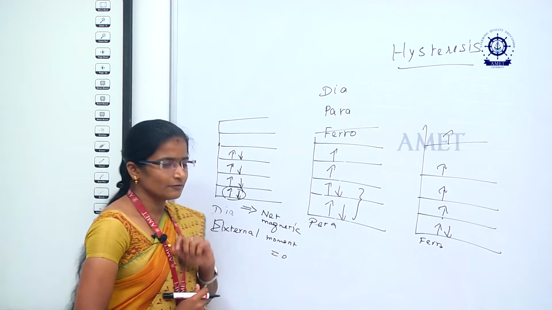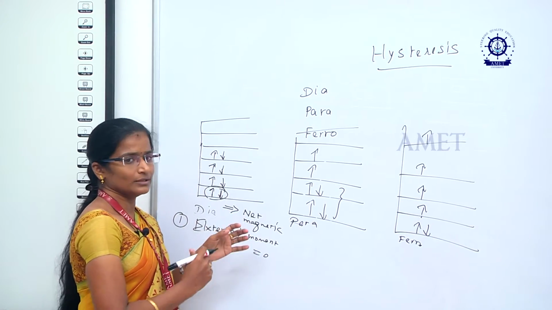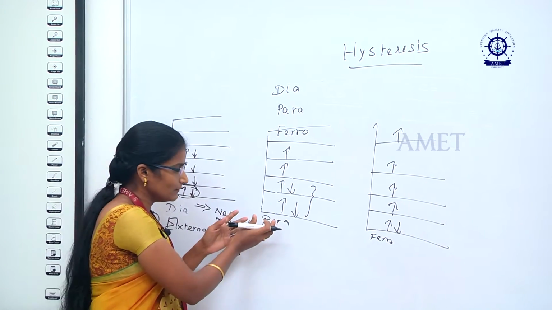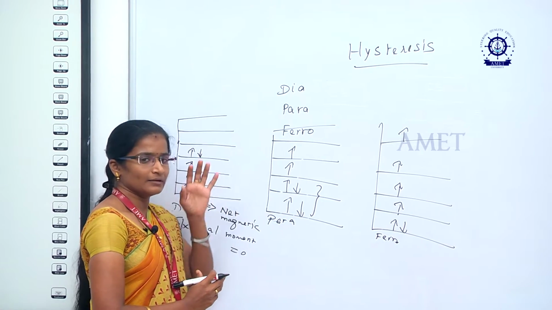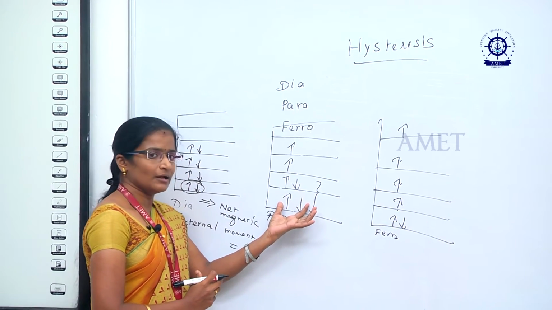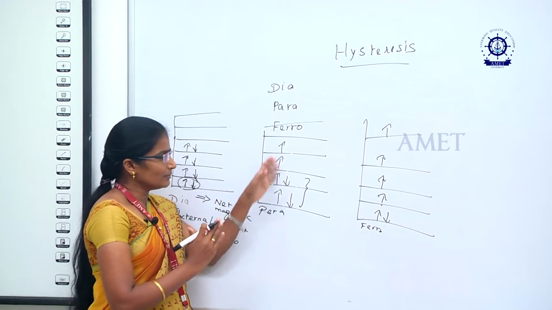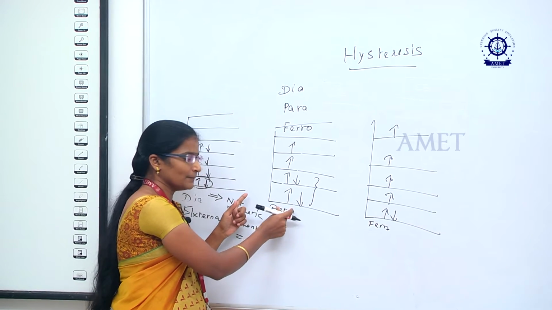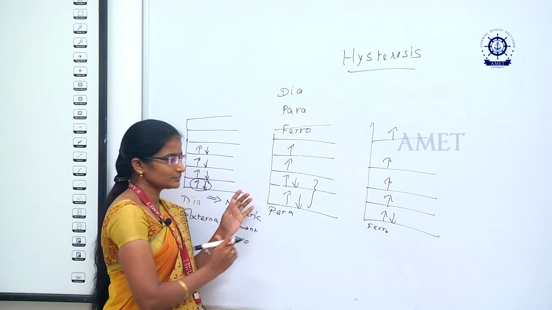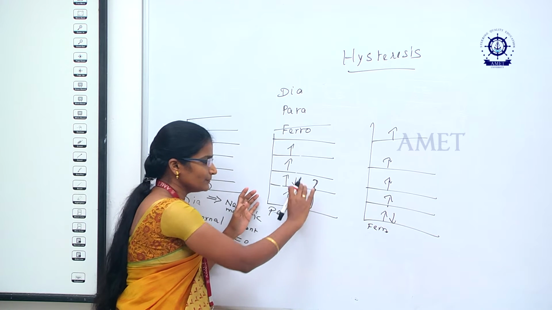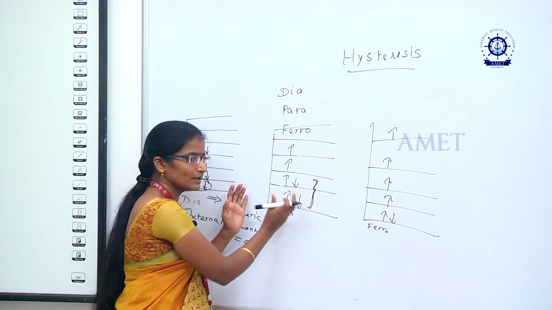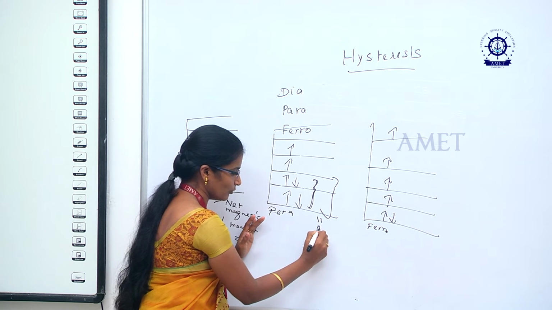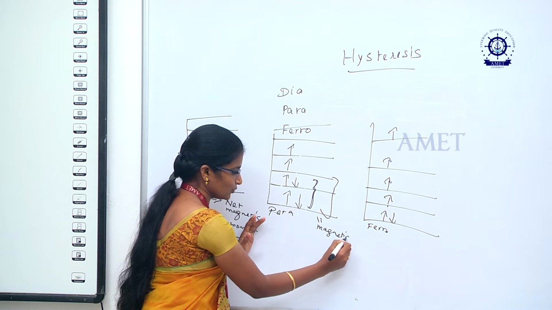In the case of para, what will happen when an external field is applied on the material? We are giving some field on the material. You already know some of the orbitals have opposite spins, and the remaining ones have a single spin. So we are giving some external field on this material. Some of the orbital spins get paired. So in this case the net magnetic moment is 0.